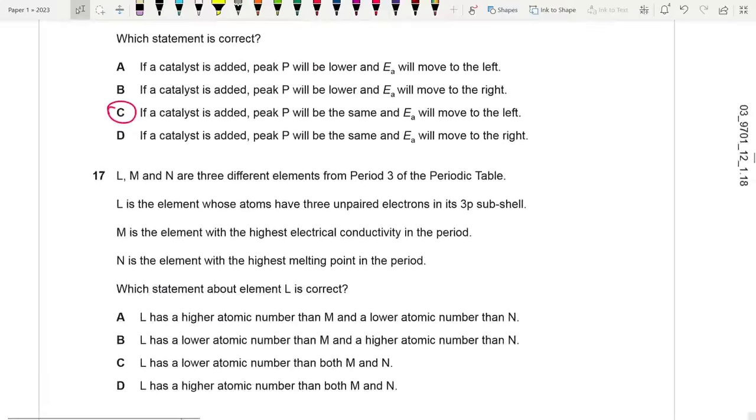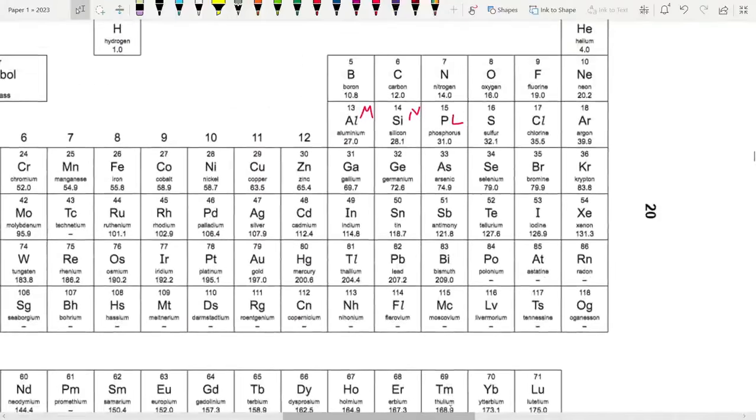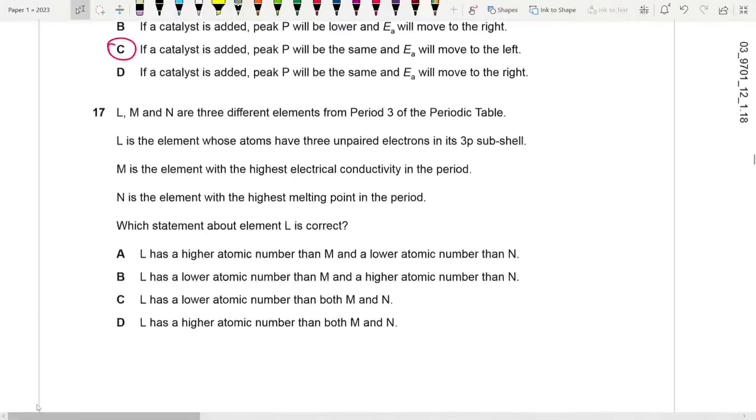Phosphorus has a higher atomic number. No, it has the highest atomic number out of all of them, right? Next, L has lower atomic number. No, this is also wrong. L has a higher atomic number than both of them. 100% correct.